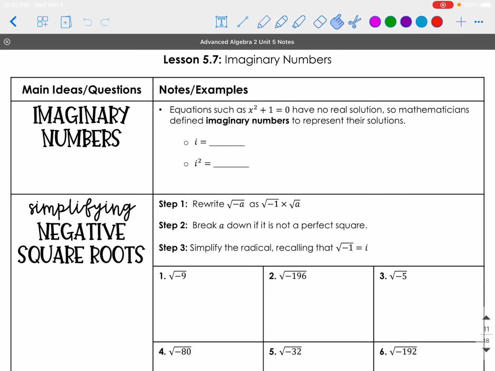Hey guys, in this video we're going to be going over lesson 5.7, which is on imaginary numbers. If we have an equation like x squared plus 1 equals 0, that's going to have no real solution. If you go to your calculator and try to solve that, you subtract a 1 from both sides and then try to take the square root. The square root of -1 is going to give you an error. There's nothing that you can multiply by itself to get a negative number. And so that's where imaginary numbers come in.